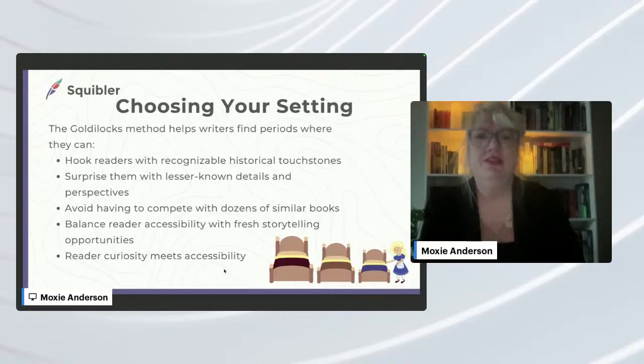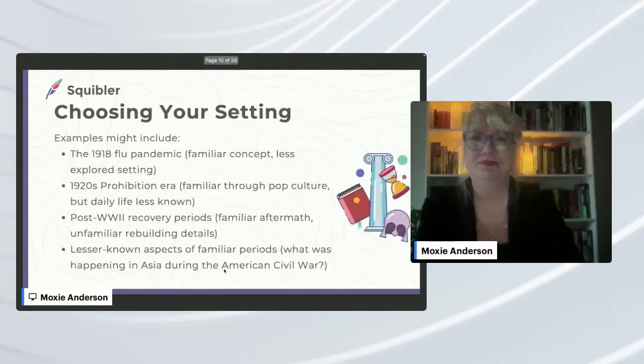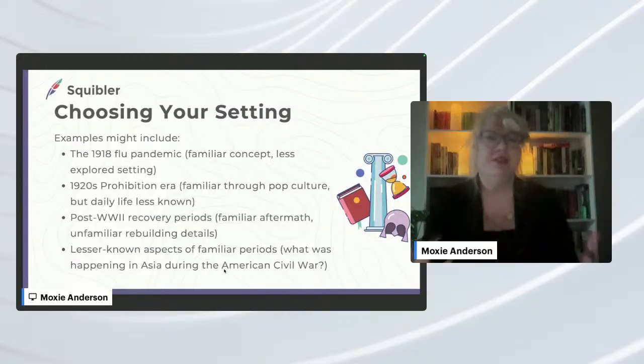You also want to balance reader accessibility, that they're able to get into this time period you're writing about, with fresh storytelling opportunities. And you also want to tap into accessibility that's going to pull in your readers with curiosity as well. So here are some examples that might be useful.